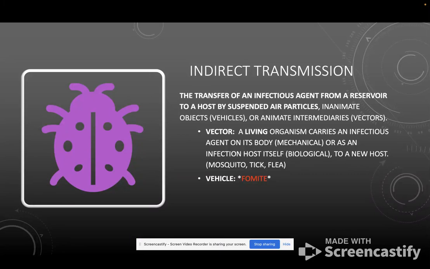A vehicle, you want to think about a fomite. So a fomite is going to be something like a stethoscope. If I have my stethoscope on and I am going from patient's room to room, I can indirectly spread an infection with my stethoscope because it's acting like a vehicle. If I touch one patient and I don't clean it in between patients, then I'm touching this patient, going to the next patient, touching that patient, and it acts as a fomite.